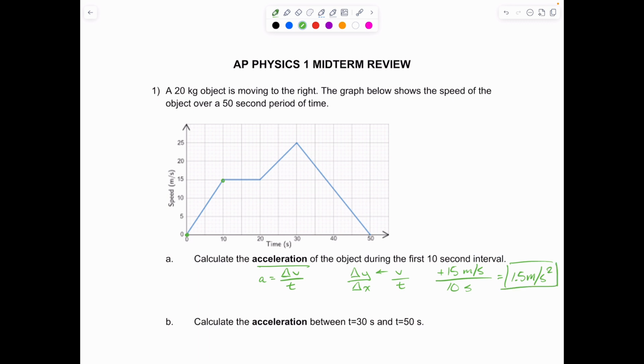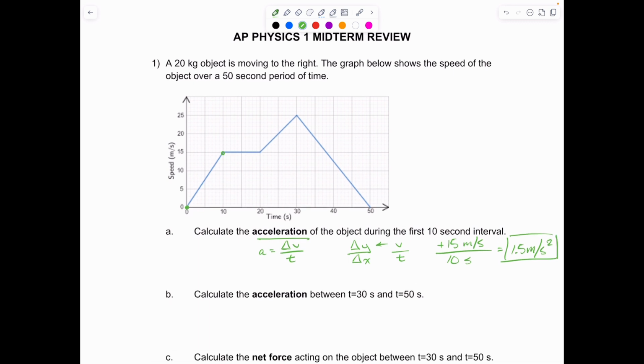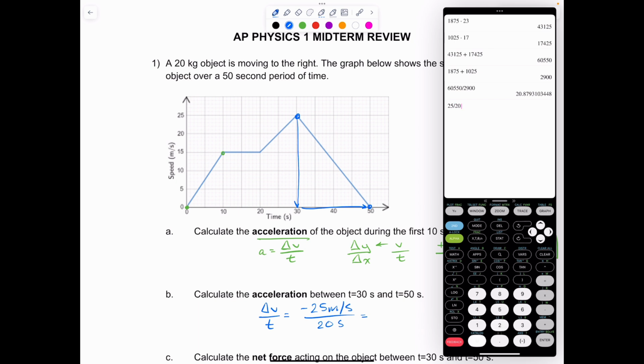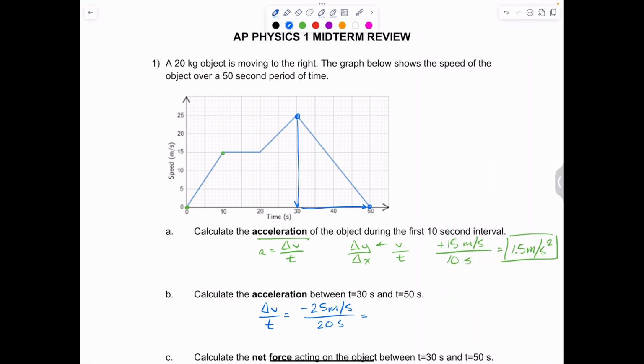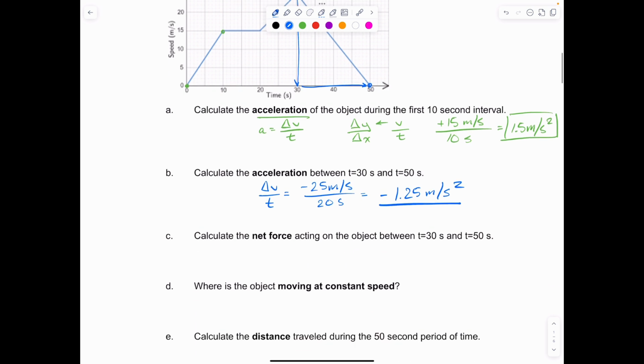All right, what else? Calculate the acceleration between 30 and 50. Same process, just looking at the slope. But now our slope is going to be a negative change in the y, right? We've gone down 25, so that's a negative 25 meters per second. And how long did that take? Let's see, it took a total of 20 seconds. So we take 25 divided by 20, we get 1.25, and that's a negative 1.25 meters per second squared. There's our acceleration.